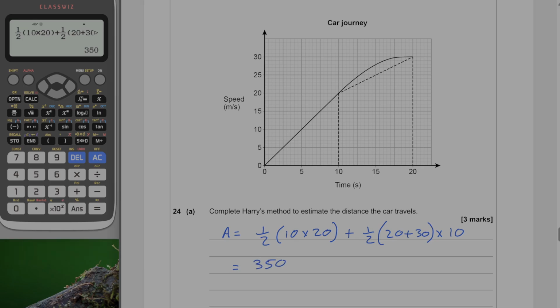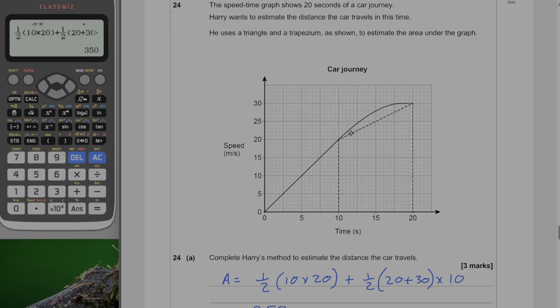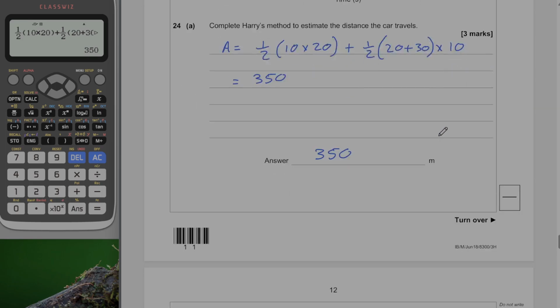I might need to double check that. Right, let's check my measurements. 10 and 20, so 10 times 20. Yep, that looks fine. Plus a half of 20 plus 30, that looks fine, times 10. Yeah, that looks fine. Right, question 24b. For this journey, which of these is true for Harry's method? It is an overestimate, it is an underestimate, or it could work out as either. We've missed off this, we've missed off that from the estimate, so it's going to be an underestimate.